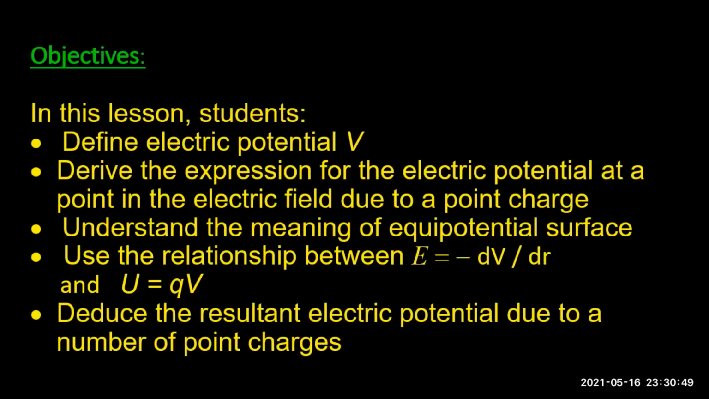Objectives for this lesson. First, students define the electric potential V. Second, derive the expression for the electric potential at a point in the electric field due to a point charge. Objective 3, understand the meaning of equipotential surface. Objective number 4, use the relationship between E equals negative dV over dr and U equals QV.